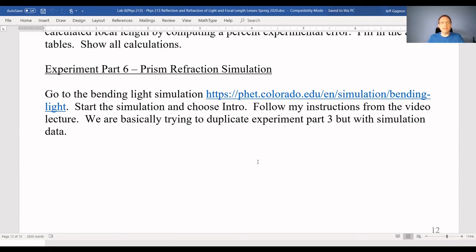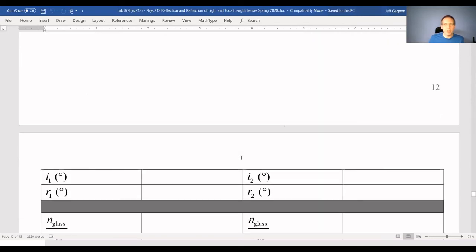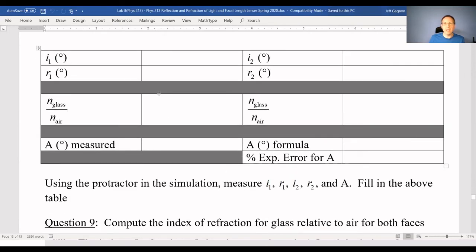Okay, so part 6, this is gonna be the prism refraction simulation. So this is very similar to what I actually collected in my video in terms of the prism, but I want you guys to do it using the simulation. So here's the link to the simulation, and then let me bring that up and I'll show you how to do this part. It's basically gonna be the same table that you had before, but now we're gonna figure out what all these values should be.